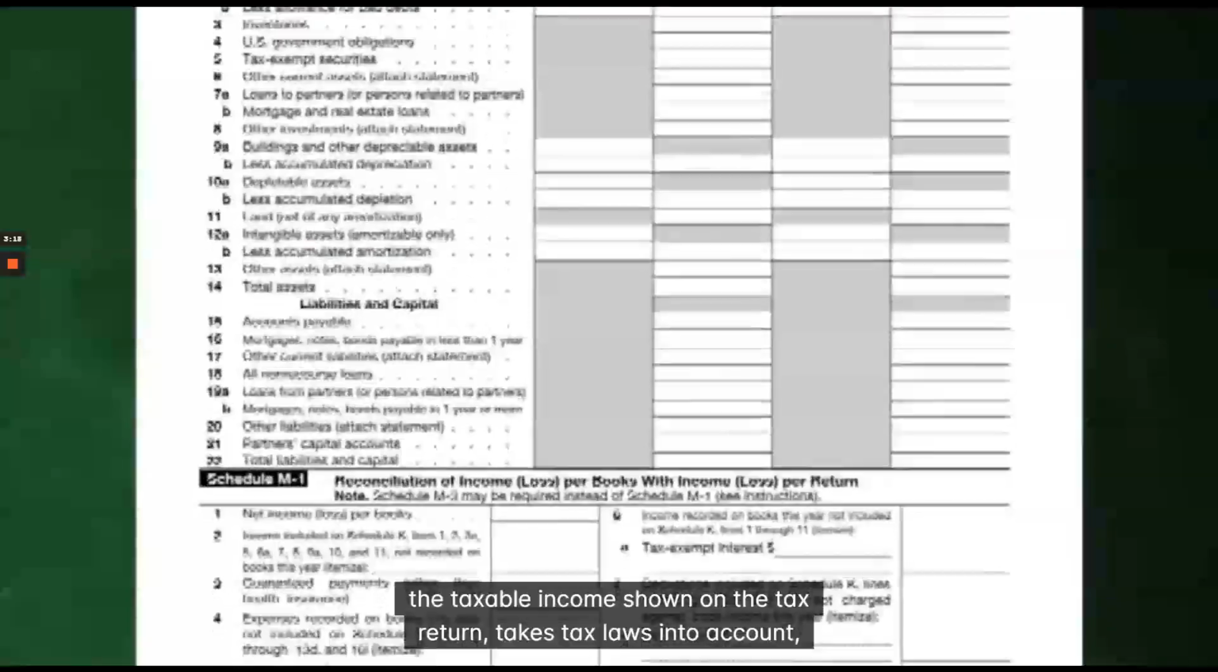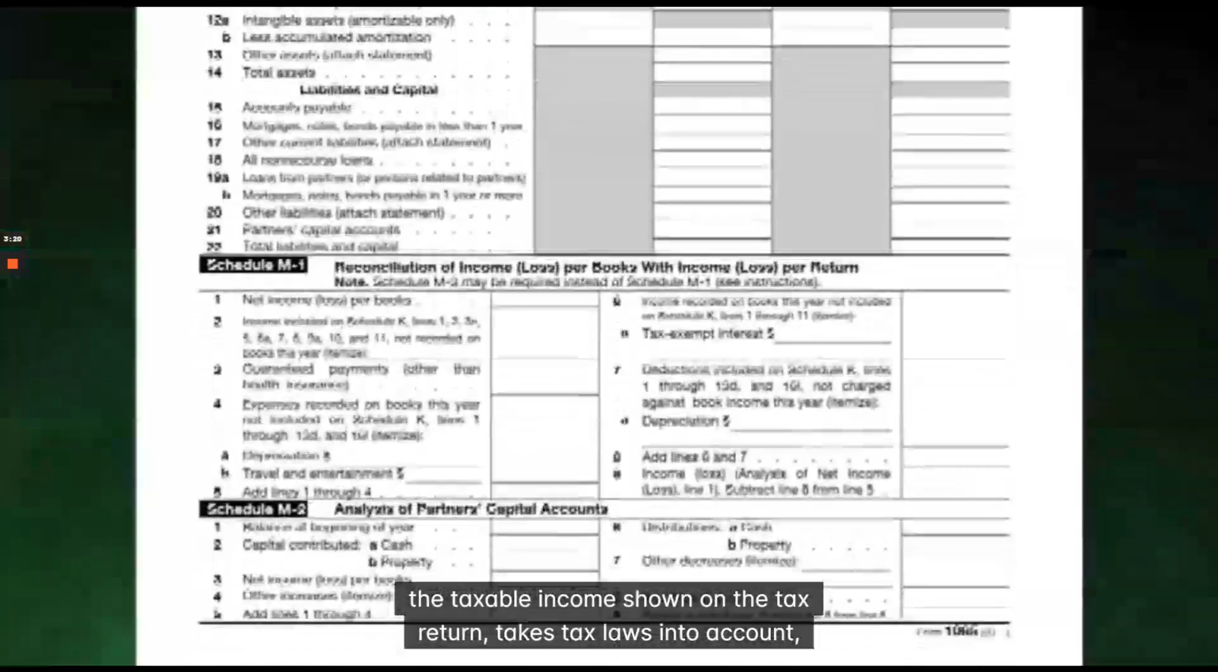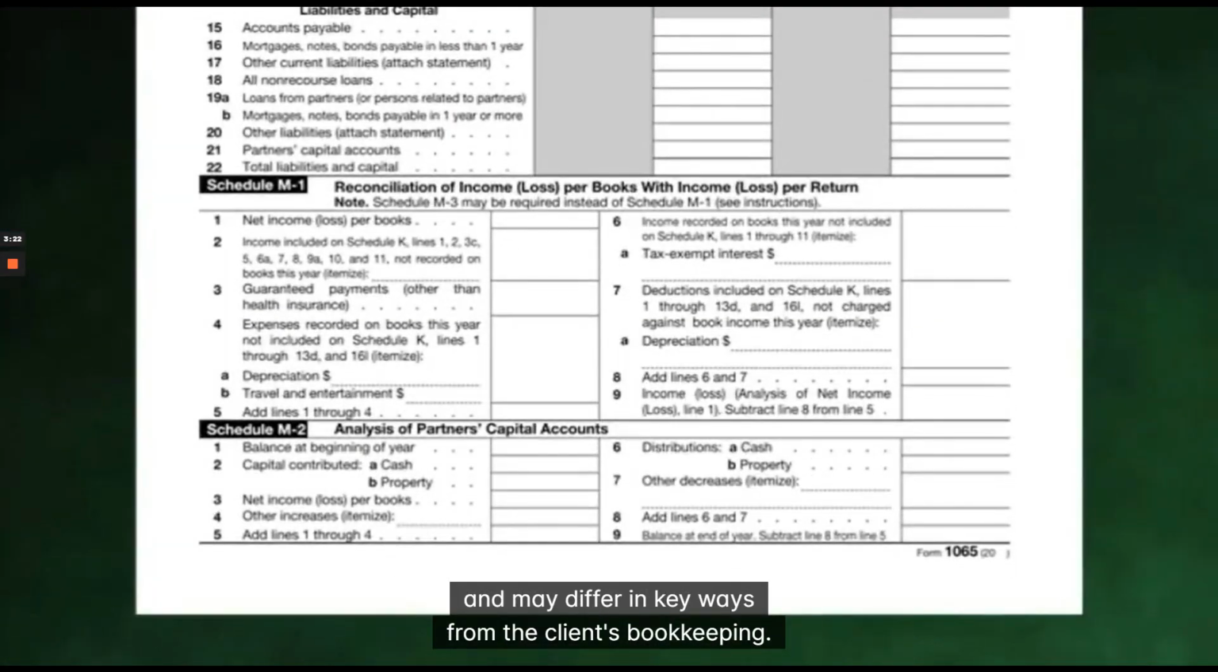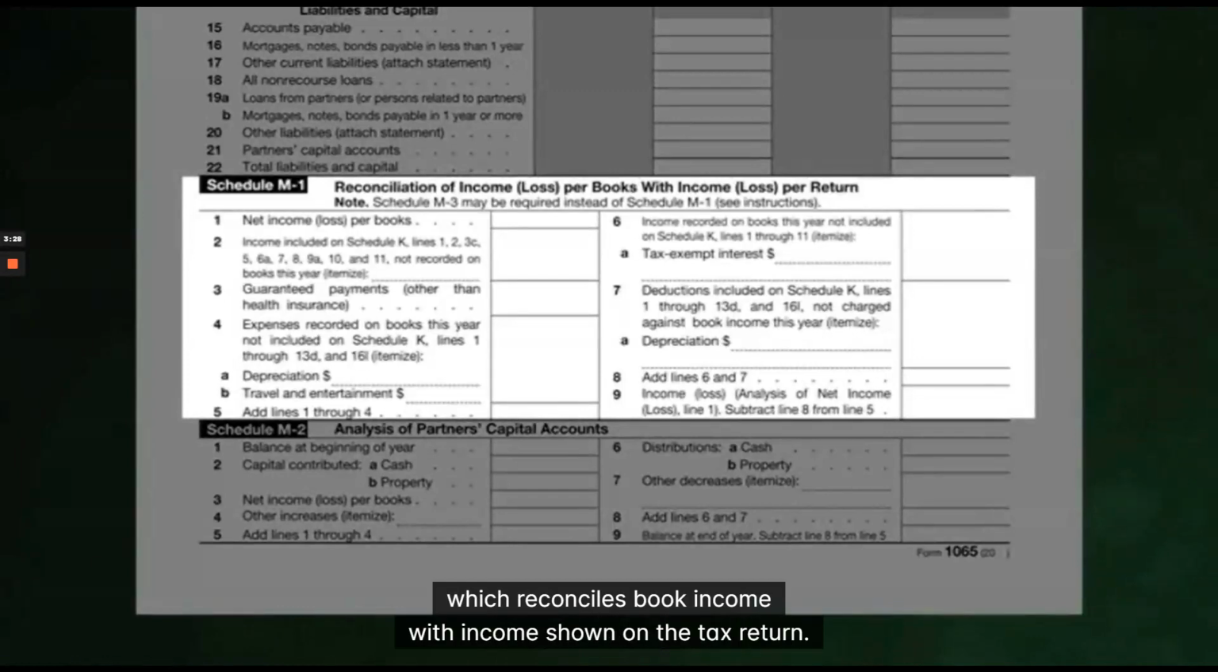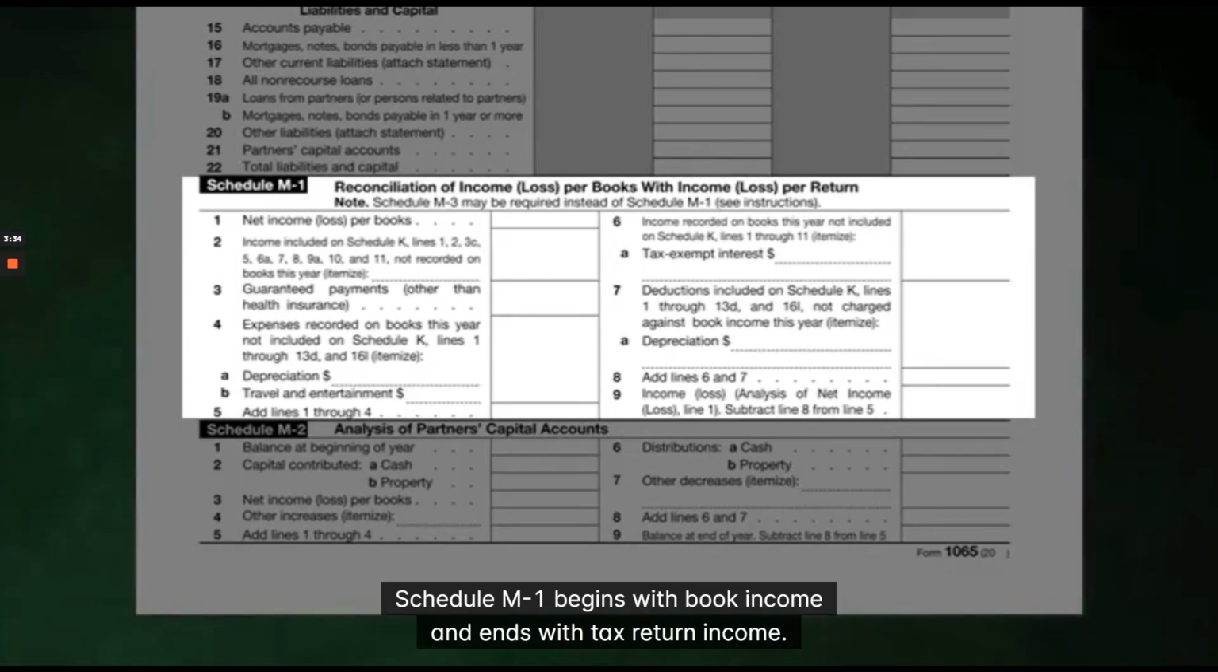The taxable income shown on the tax return takes tax laws into account and may differ in key ways from the client's bookkeeping. The differences are accounted for on Schedule M-1, which reconciles book income with income shown on the tax return. Schedule M-1 begins with book income and ends with tax return income.